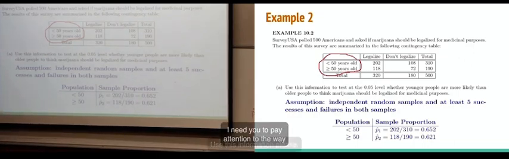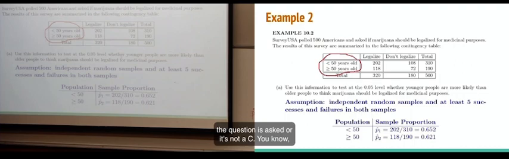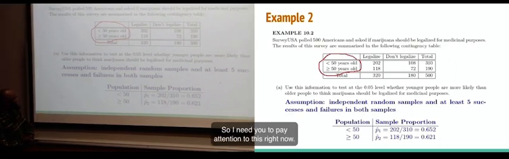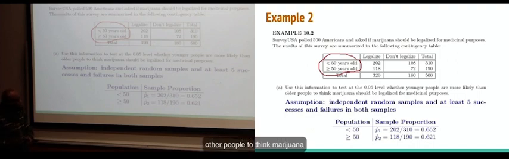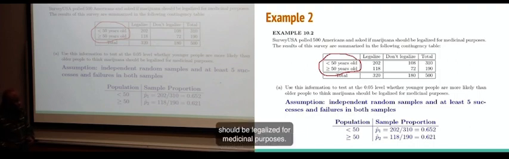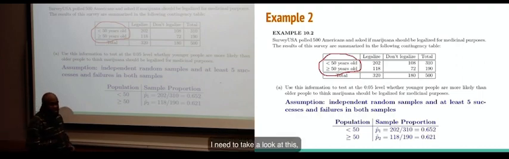Use this information. Please, I need you to pay attention to the way the question is asked. I think why students normally lose points is because they don't take their time to really digest, like internalize, the question. So I need you to pay attention to this right now. It said use this information to test at the 0.05 level whether younger people are more likely than other people to think marijuana should be legalized for medicinal purposes. I need you to take a look at this.